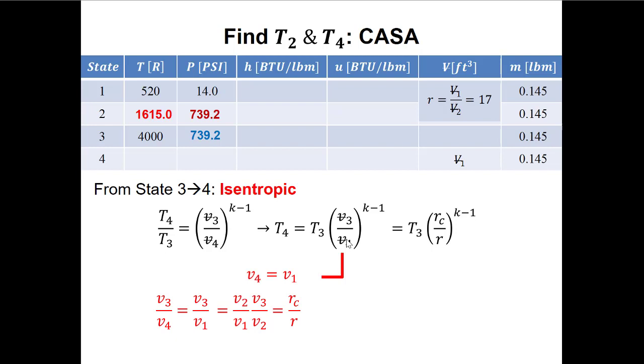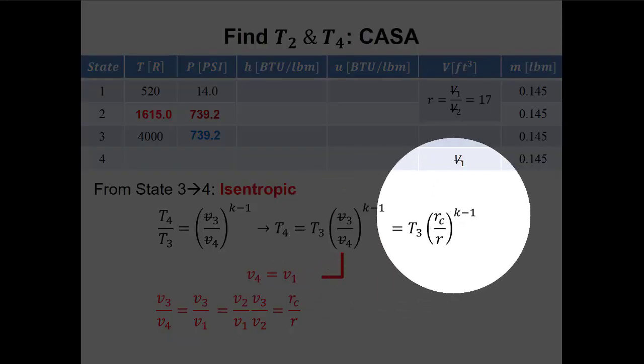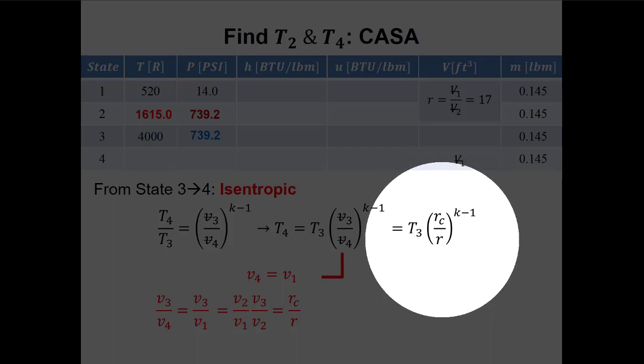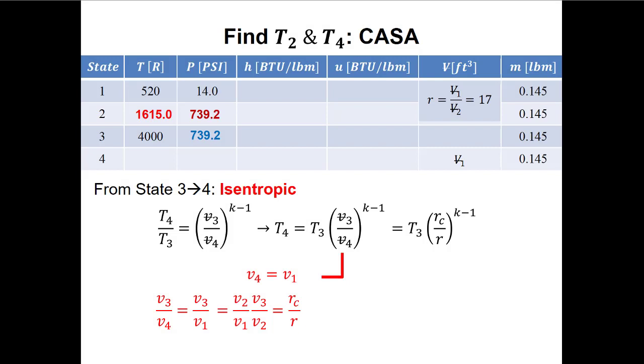And now I know T3, I've worked out the cutoff ratio, and I was given the compression ratio. I know for air, k is about 1.4. So when I put all this information into my equation, I get that T4 is equal to 1,852.1 degrees Rankine. And I can put that into my state table.